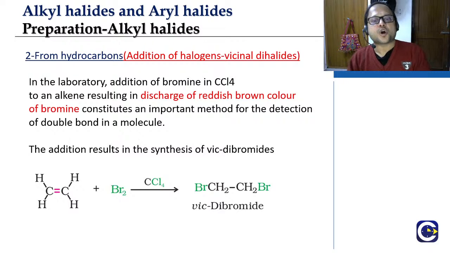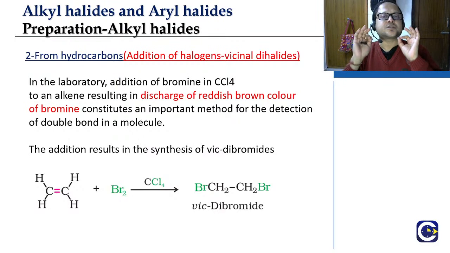Now we talk about formation of vicinal dihalides. Now in class 10th also you might have studied your unsaturation test. So basically what we do, if you take bromine, why bromine and why not chlorine? Because chlorine is colorless, so you will not even know whether it is getting added or not. Visually there is no hint, right?